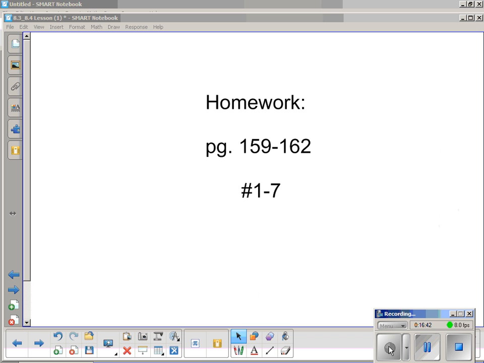All right, that is all we have for today. I thought I had another problem, but I didn't. So your homework, instead of being 1 through 9, is 1 through 7. We'll finish up the last conjectures you need for numbers 8 and 9.